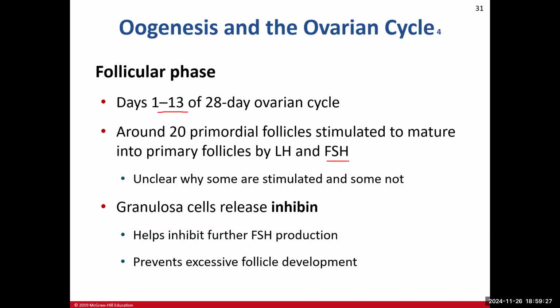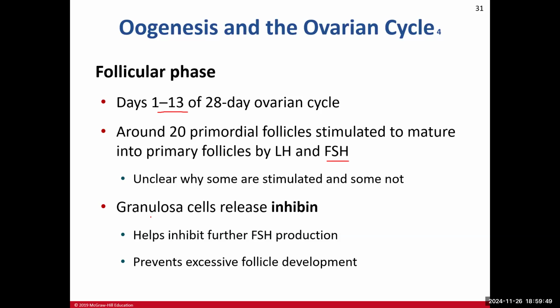Normally, one finishes. But 20, it's like a race. Someone's got to come in first, and that's what we're going to see here. So around 20, it could be 10, it could be 18, whatever. So roughly about 20 of them start the process during the follicular stage, and they go through all those stages that I just talked to you about, and one actually finishes.